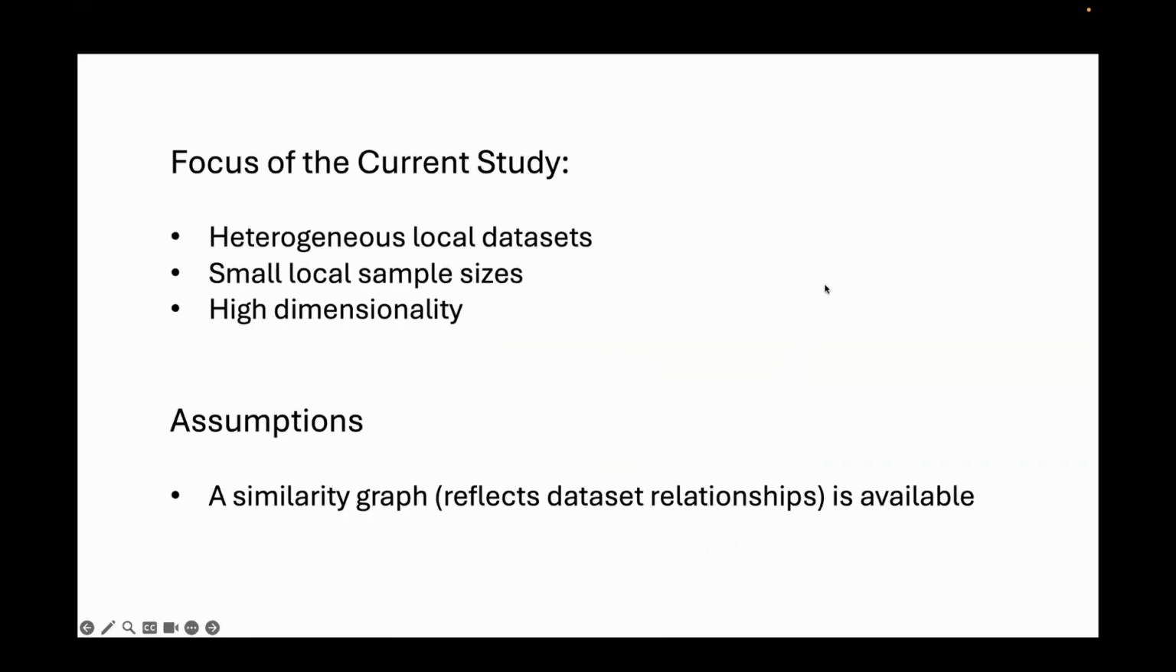And more specifically, I'm interested in a very specific setting. I'm interested in cases where the data sets on each of the local nodes are very different, so-called heterogeneous local data sets. The case where local sample sizes are small and we have high dimensional data. And one big assumption that we have here is that this similarity graph, the similarity between local data sets on each node, is given to us, is available. I'm not addressing the question of how we can actually get it. It is just assumed to be given.